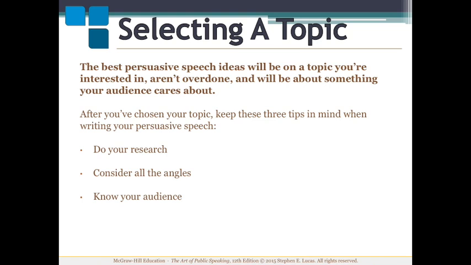Do your research. Foundationally, I can't stress this largely enough. You want to make sure you are prepared and know all the angles. So know both sides of the story before you go in there and try to persuade somebody one way or another. And then finally, know your audience.